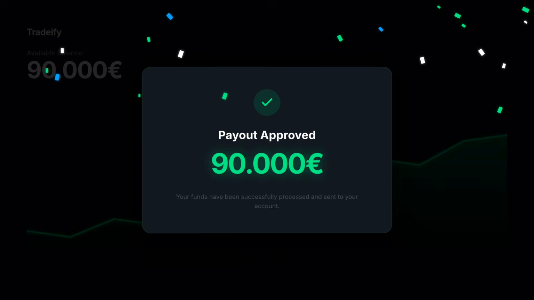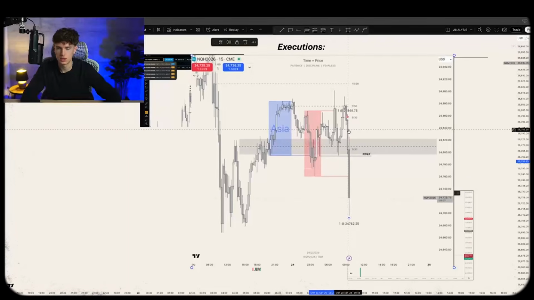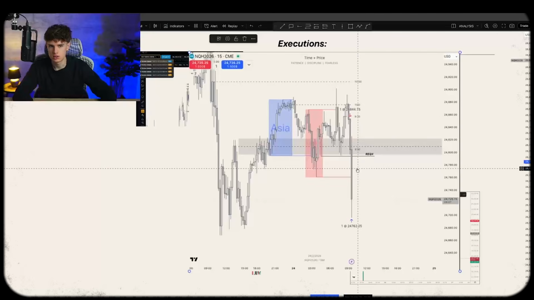Me and my students have pulled over $90,000 in payouts using this specific strategy. Not this strategy alone, but this is a huge part of it, okay? And today I'm gonna break it down for you completely. We're gonna go through the setup, the logic behind it, real chart examples, and I'm gonna show you exactly what my students and I are doing every single day to make this work.